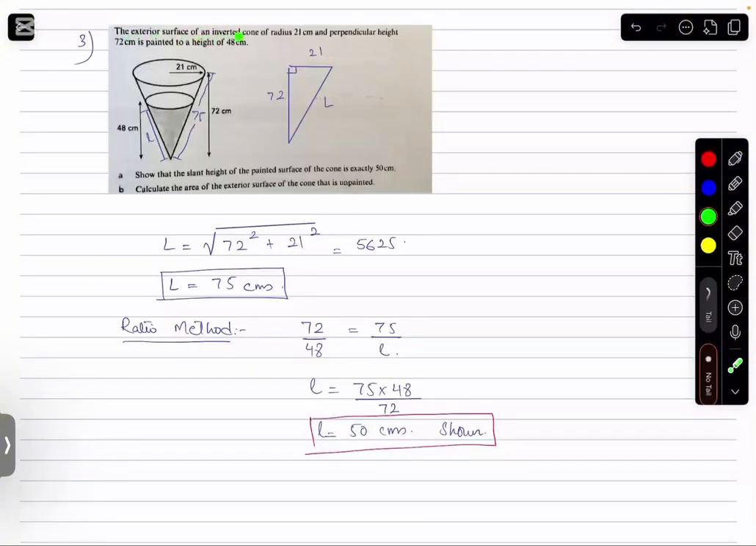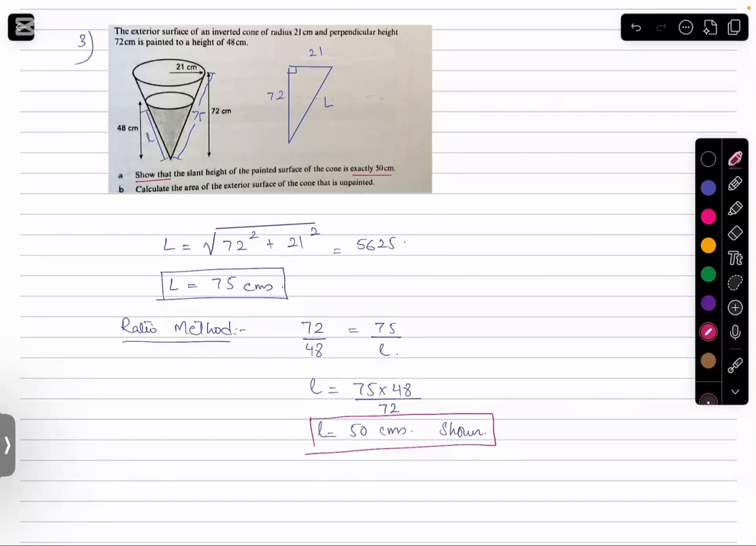The exterior surface of an inverted cone of radius 21 centimeters and perpendicular height 72 centimeters is painted to a height of 48 centimeters. This shaded part is the painted part for this cone here. Show that the slant height of the painted surface of the cone is exactly 50 centimeters. They are asking you for the painted slant height. This is our painted slant height, and this should be 50 centimeters. This is what we have to show here.